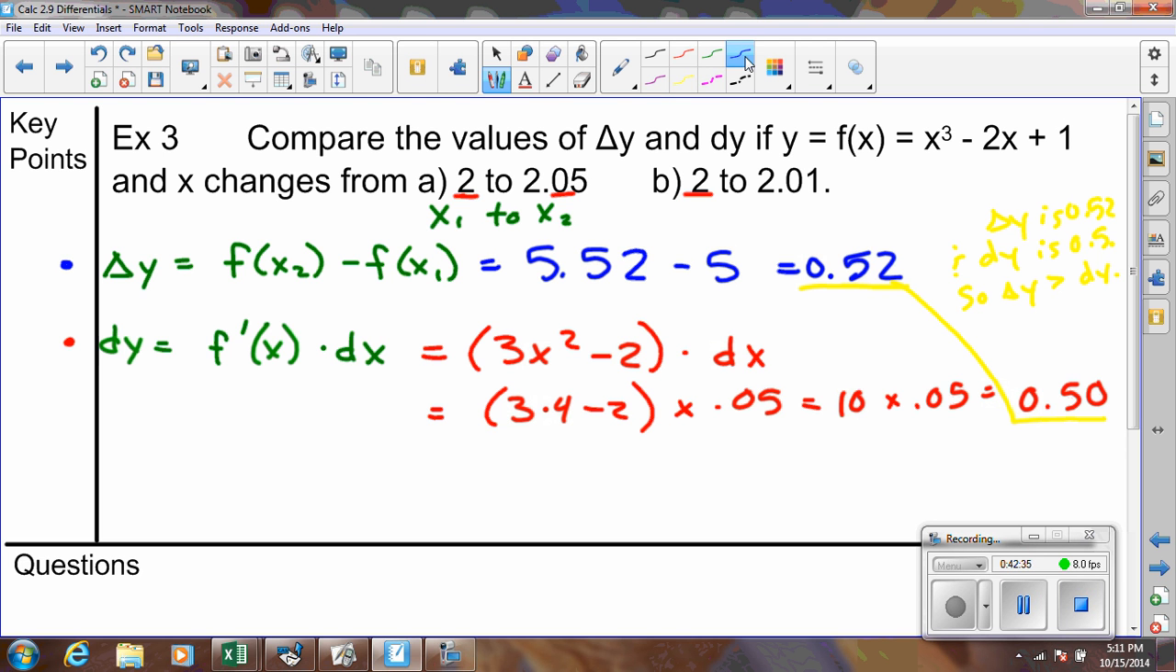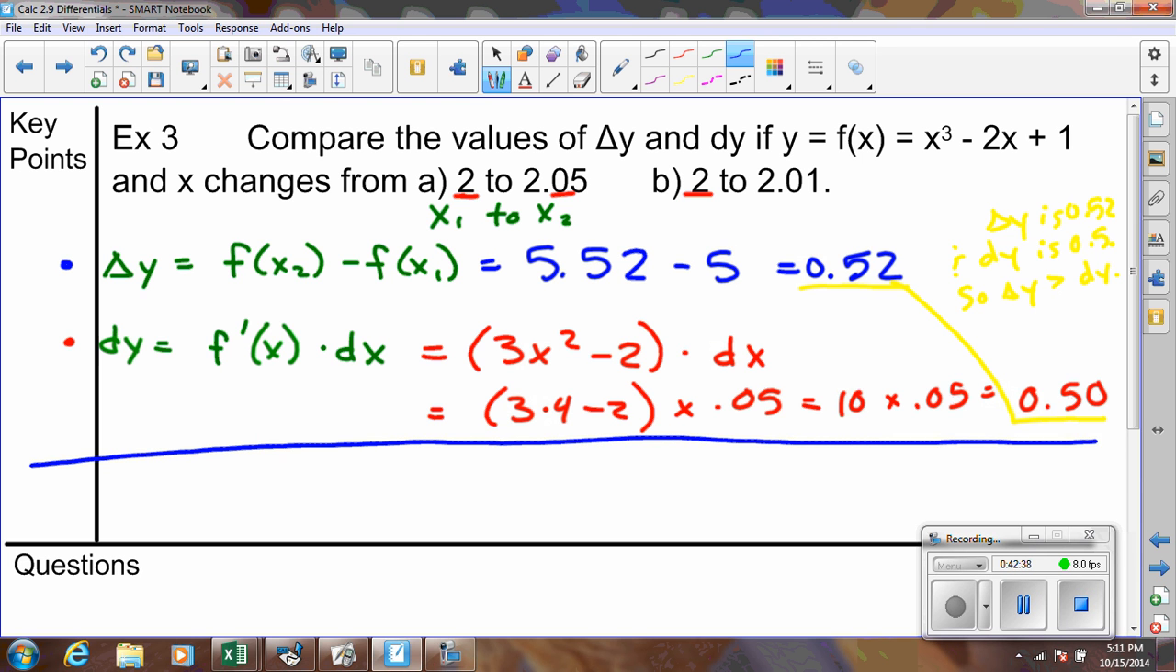We're asked to do the exact same thing if we're going from 2 to 2.01. Well, for the most part, a lot of this stuff is going to stay the same. We still have the same derivative, but I'm going to switch this to this orange color. Our dx is no longer 0.05, it's 0.01. So 10 times 0.01 winds up giving us 0.10.